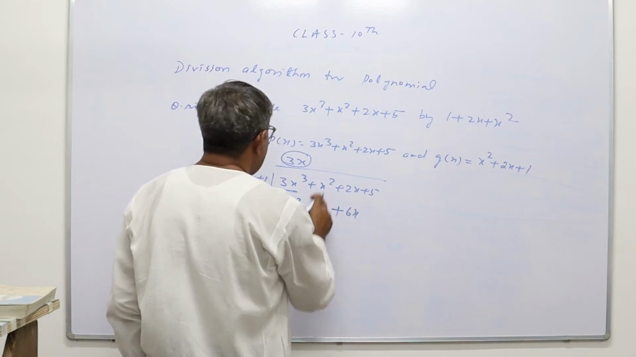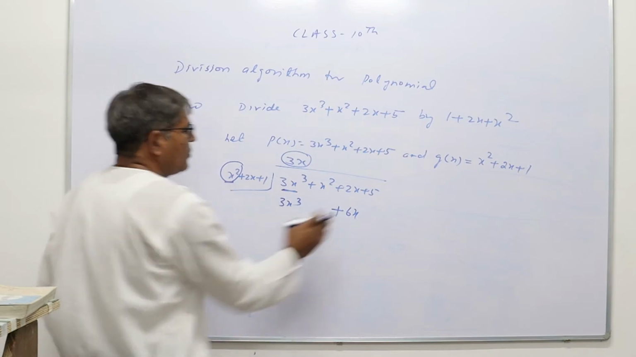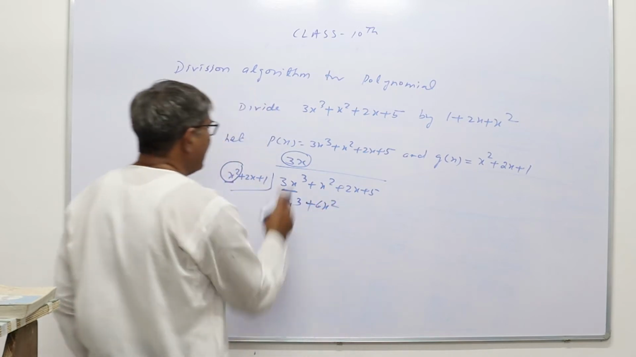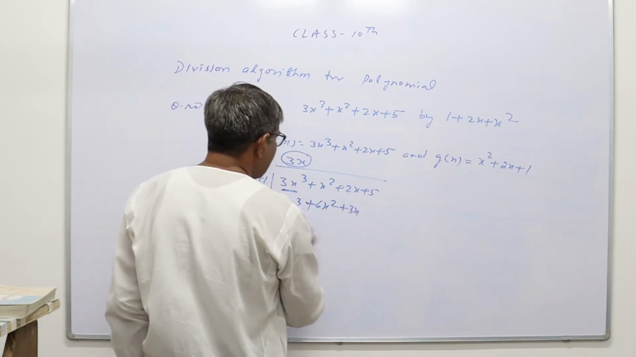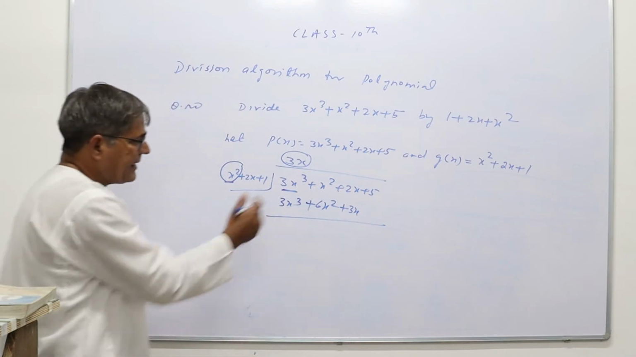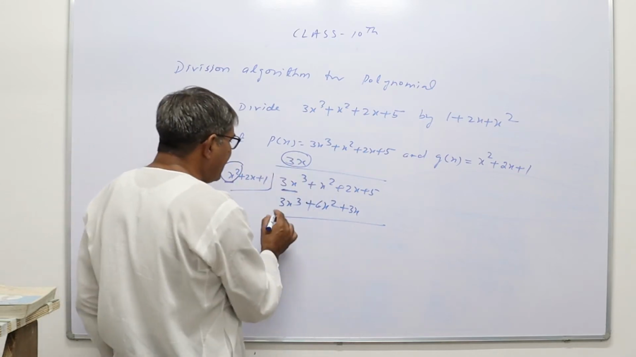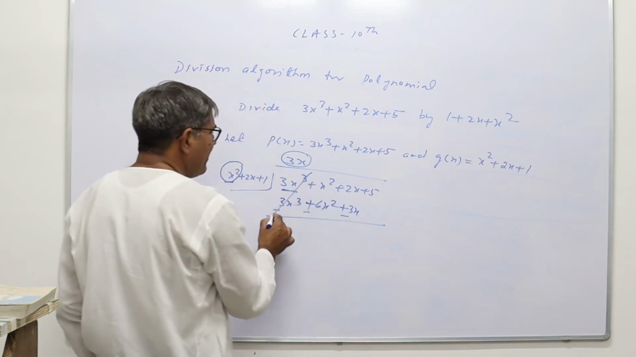So here x square is not the corresponding term. So we will write 6x square. So this is 6x square. Then 3x into 1, that is 3x. So in this way, we will write the terms corresponding to the degrees, and then we will subtract. So minus, minus and minus. So this will cancel out.